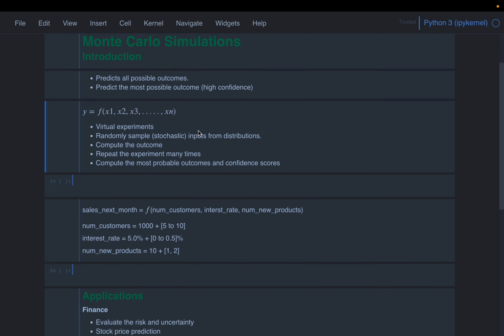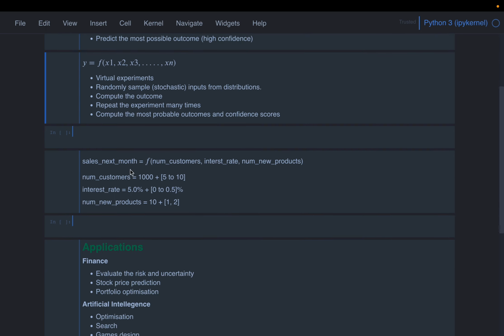Let's take this example so that we can understand easily. Let's say we are trying to predict the number of sales next month. We are keeping all other external variables fixed except these three: the number of customers, the interest rate, and the number of new products next month. So our sales for next month are going to be dependent on only these three values. Let's say we already know the functional form, so given these three values, we know how to compute the sales for next month.